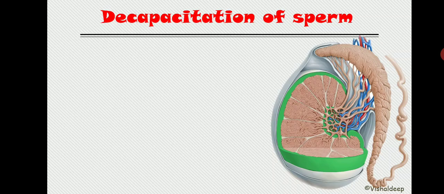Now decapacitation basically involves stabilization of the cell membrane to prevent spermatozoa from undergoing the acrosomal reaction, right? We want the acrosomal reaction to happen inside the female genital tract, but we want that the acrosomal reaction should not happen inside the male genital tract. So we need decapacitation, we need to stabilize this membrane.